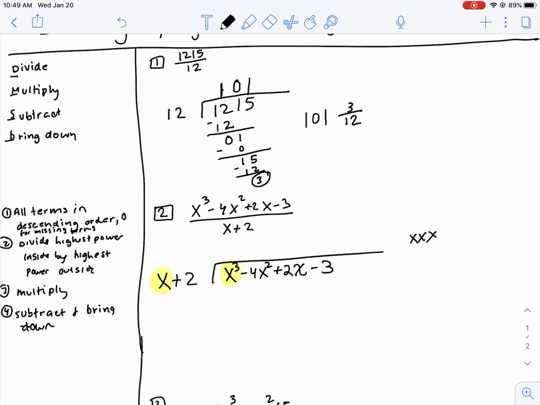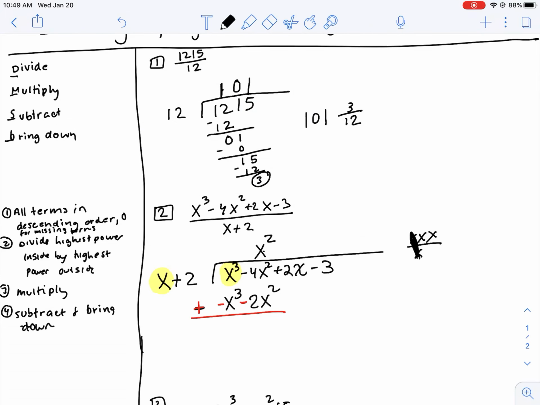So you have x cubed, which is x times x times x, divided by x. So that is x squared. Now let's multiply like we did before. X times x squared is x cubed, and 2 times x squared is 2x squared. Then subtract. Now, remember that when we subtract, we distribute that subtraction to both terms. So I'm going to change it to addition and make all of these the opposite, so negatives.